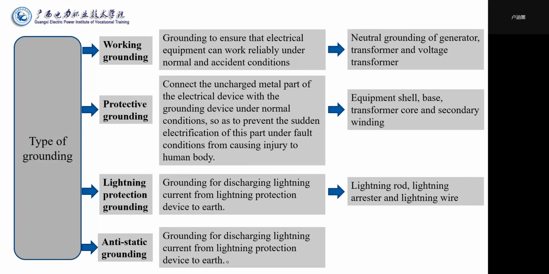Protective grounding. Connect the uncharged metal part of the electrical device with the grounding device under normal conditions, so as to prevent the sudden electrification of this part under fault condition from causing injury to the human body. Examples: equipment shell, base, transformer shell, and secondary winding.